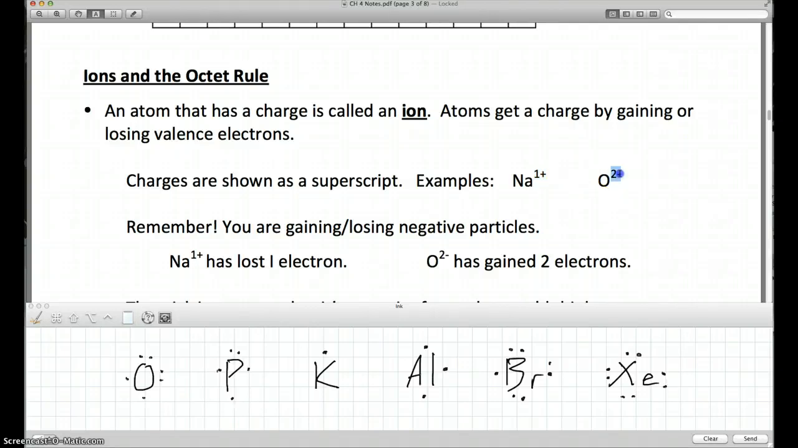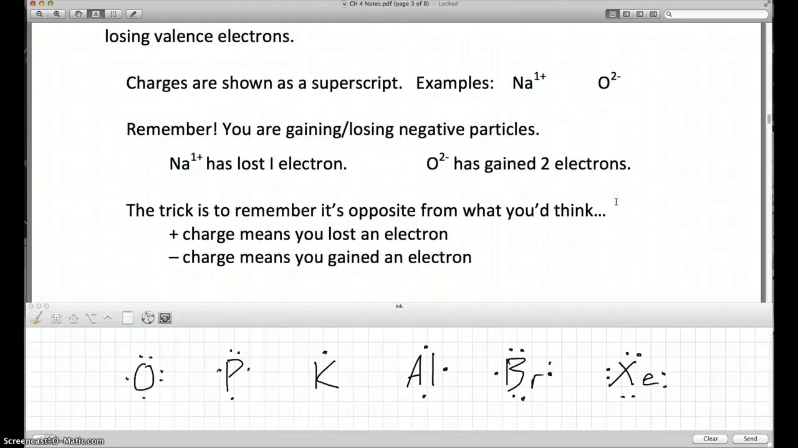2 minus actually means you gained 2 electrons. Remember, electrons have a negative charge, so if you lose negative charges, you're going to have extra positive charges, which makes the atom positive. If you gain negative charges, you're going to have extra negative charges, which makes the atom negative. Again, the trick is it's just kind of opposite.